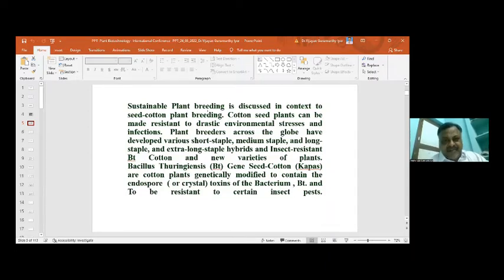Seed cottons can be made resistant to drastic environmental stress and infections. Plant breeders across the globe have developed various short staple, medium staple, long staple, and extra long staple hybrid cottons: insect resistant BT cotton, naturally pigmented color cotton, and new varieties called Bacillus thuringiensis transgenic seed cotton, called Cobos, or cotton plants genetically modified to contain the endospore, so that they produce toxicants of the bacterium BT and are resistant to certain insect pests.